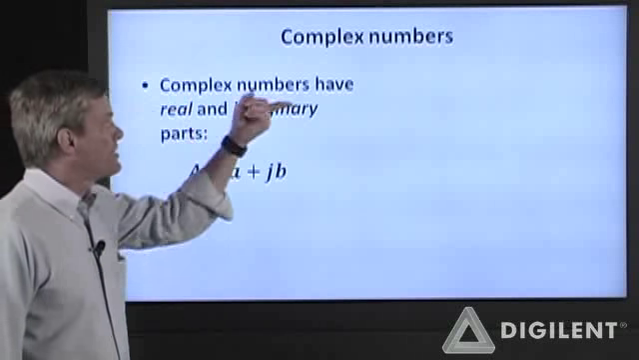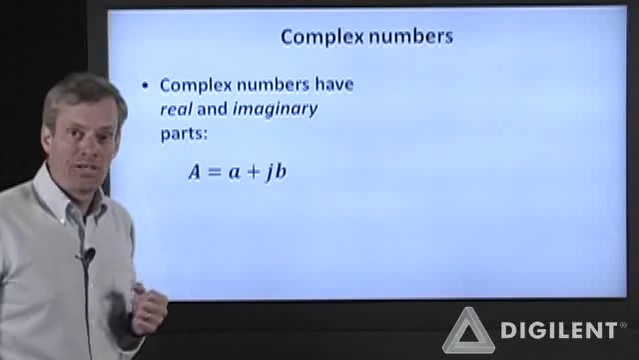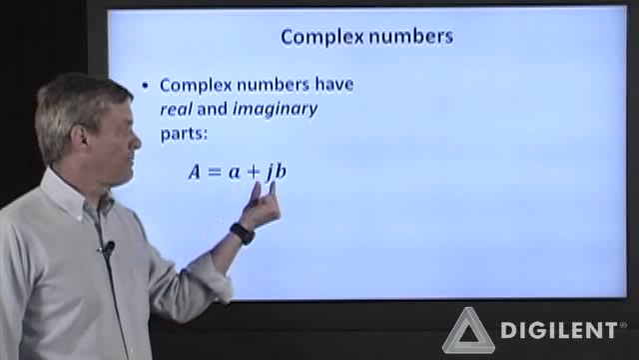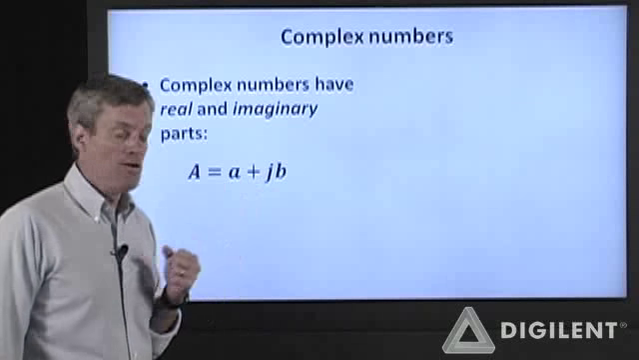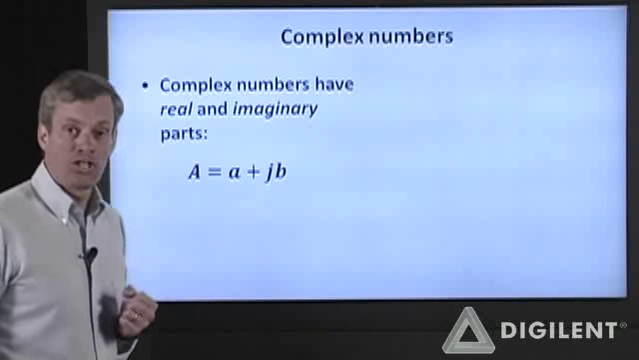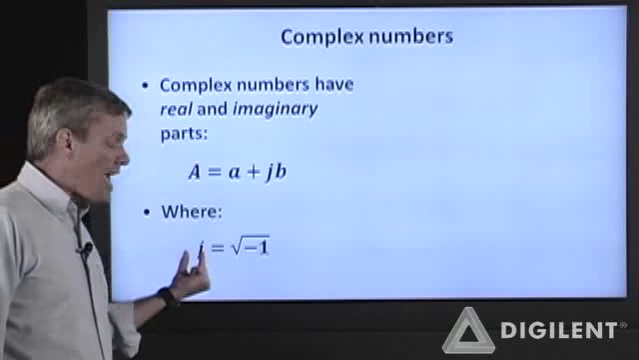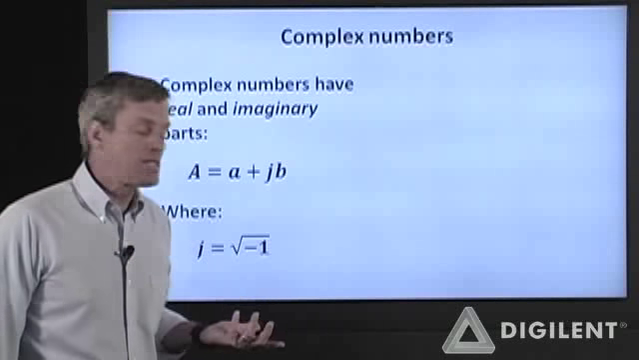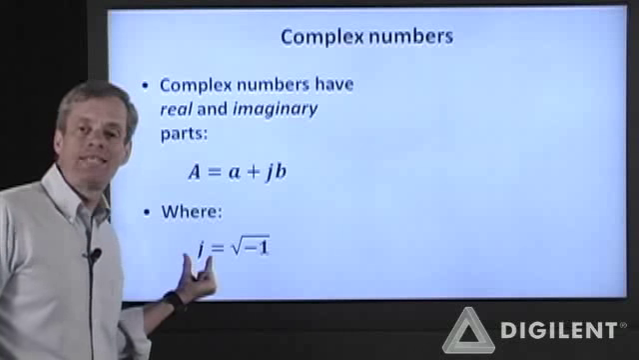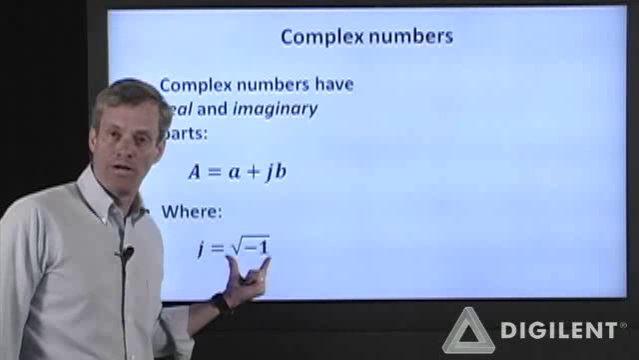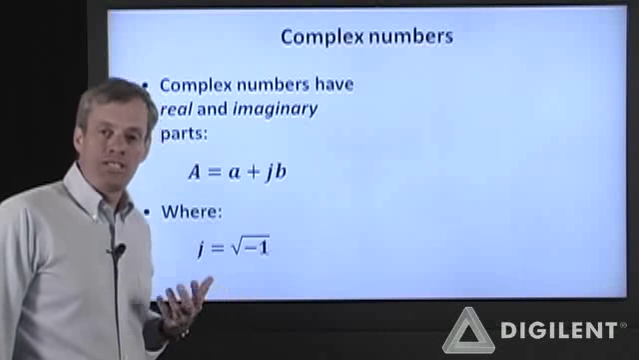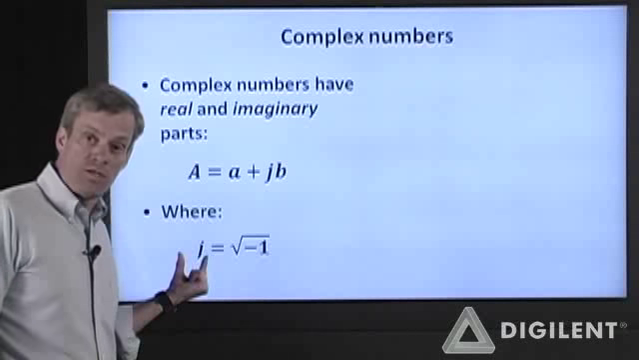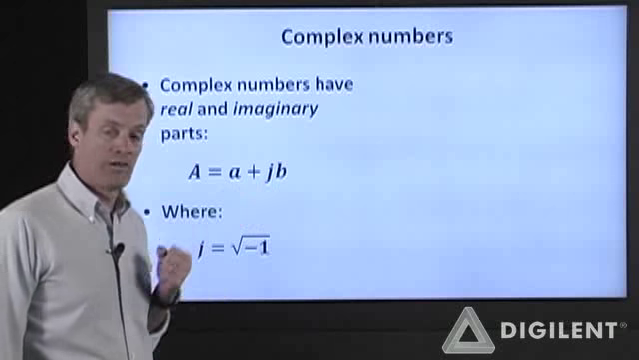So, complex numbers have both a real and an imaginary part. A complex number, capital A, is little a plus j times little b, where little a and little b are just numbers. J is square root of -1. In your physics class, you probably used lowercase i as the square root of -1. Electrical engineers generally use i for current. Therefore, we switch over to using j for square root of -1.